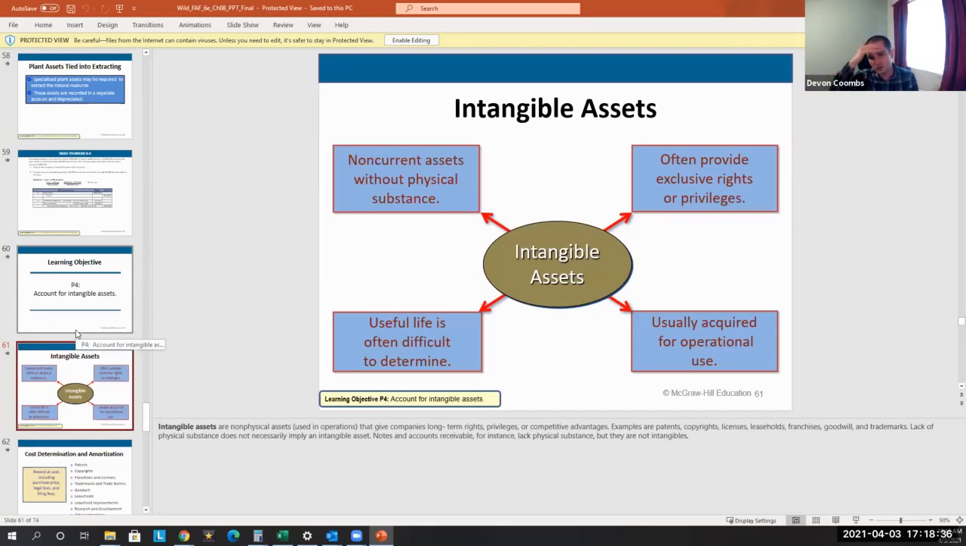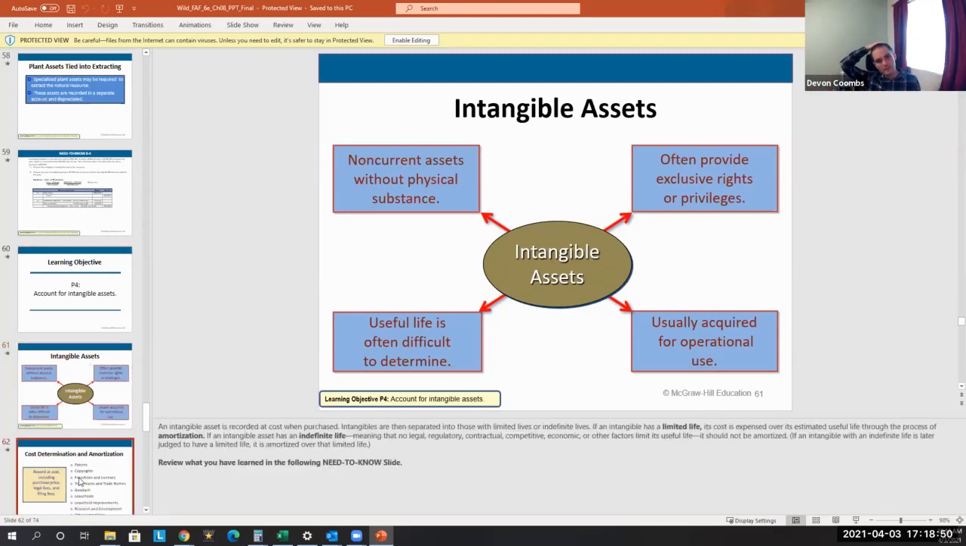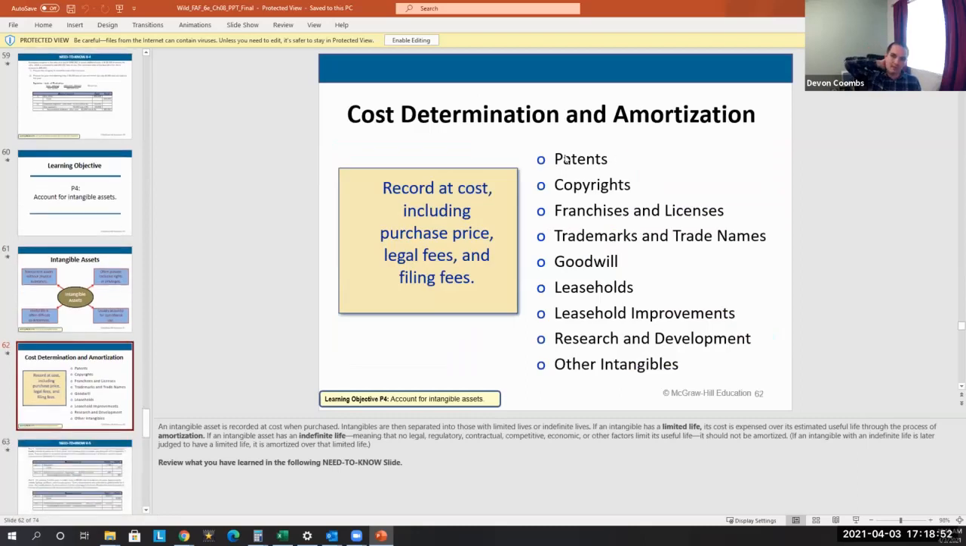It's often difficult to determine the useful life of this. Like, how long do we know the patent will provide value? And generally we acquire it for operational use, right? If it's a design, we need that design in order to sell our product. And so here are a lot of different examples: patents, copyrights, franchises and licenses, trademarks, goodwill.